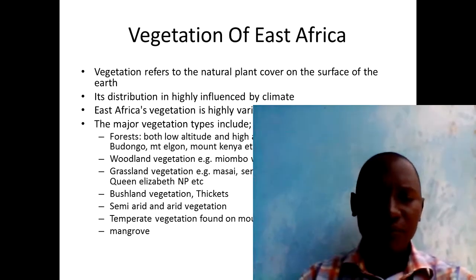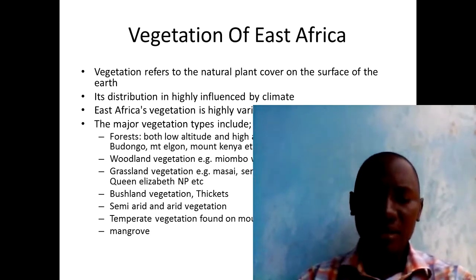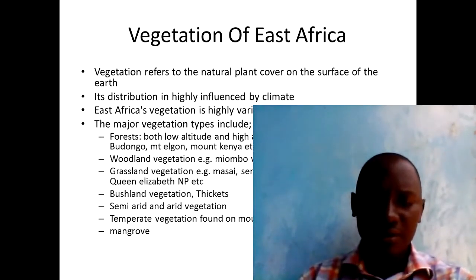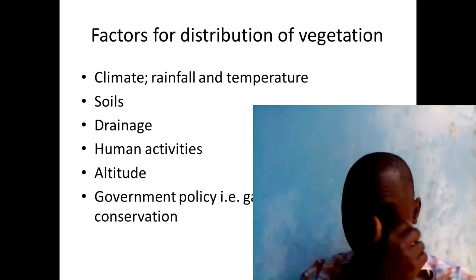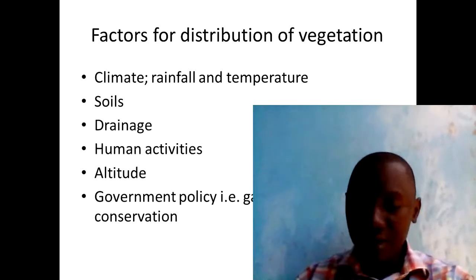The bamboo is temperate vegetation. It's very common on Mount Elgon, Mount Kenya, Kilimanjaro and other mountains of East Africa. And then, of course, lastly, we look at the mangrove, which is found at the East African coast.